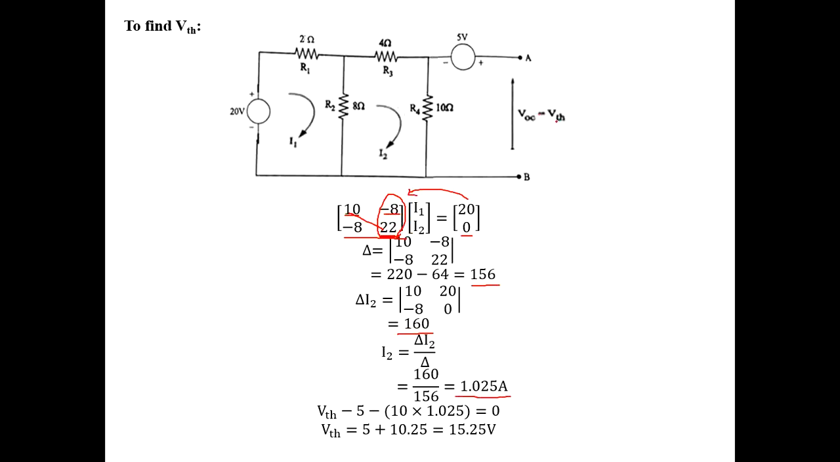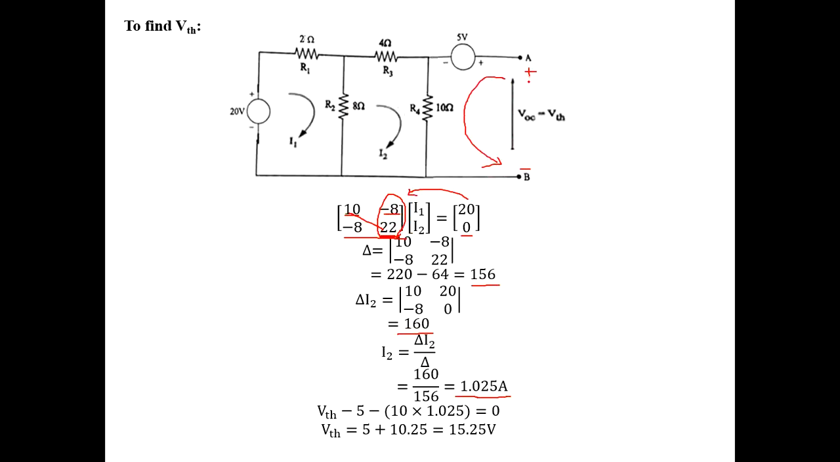Here our main aim is to calculate the VThevenin. VThevenin means the voltage across this resistance. In this circuit there is one voltage source, so we have to consider this voltage source also. To find VThevenin, consider this loop. Mark this as positive and this as negative. Then apply KVL in this loop, positive to negative.